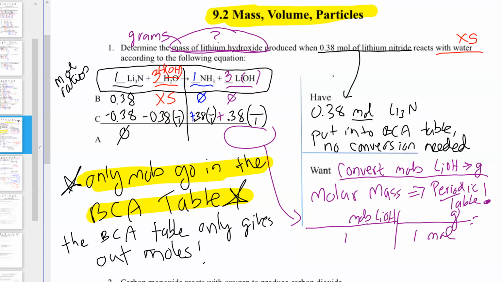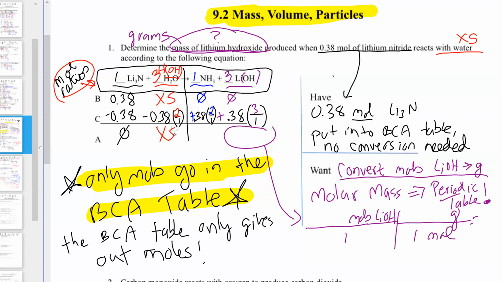Then I've got to figure out my mole ratios. Remember, the mole ratios, they all come from the balanced chemical equation. So the ratio of water, the unknown, to the known lithium nitride is going to be 2/1. The ratio of the ammonia is going to be 2/1. And the ratio of the lithium hydroxide is going to be 3/1. Okay, so let's say we have a lot of water and we use up this much. How much is going to be left?